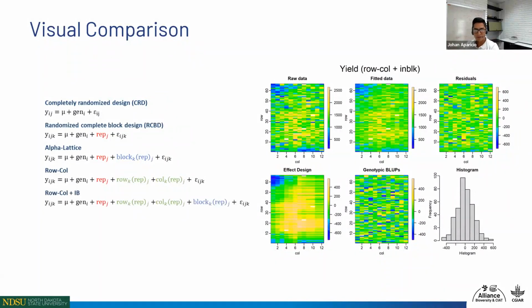Now, what if I also include the incomplete block? So I have the row and column information, and I also add the incomplete block. Now I can see it is doing a good job. The residuals don't have a pattern. That's something quite good, that's something that we are looking for.